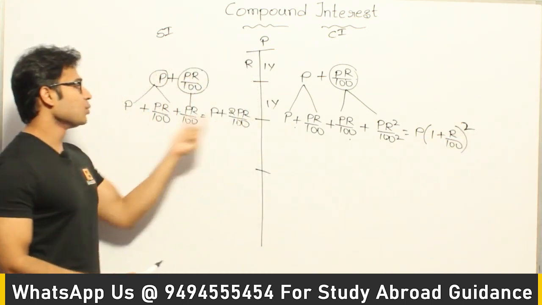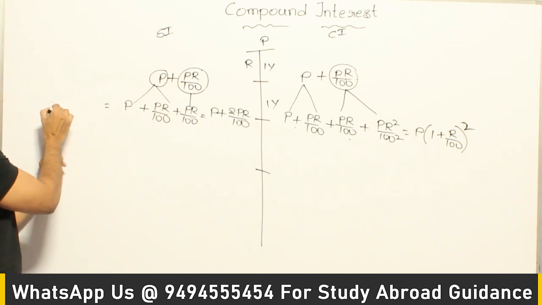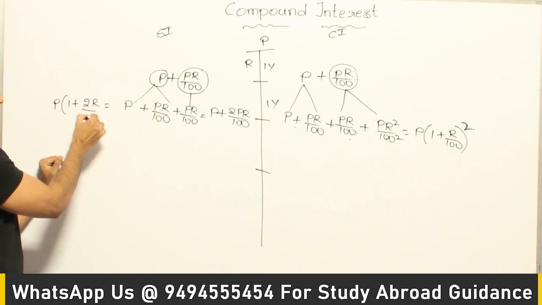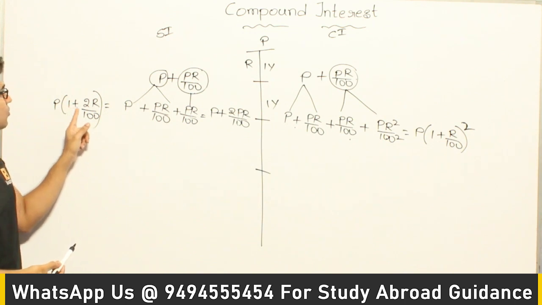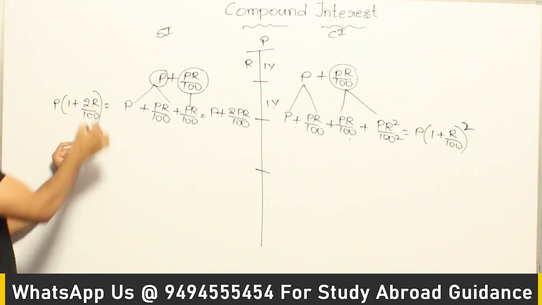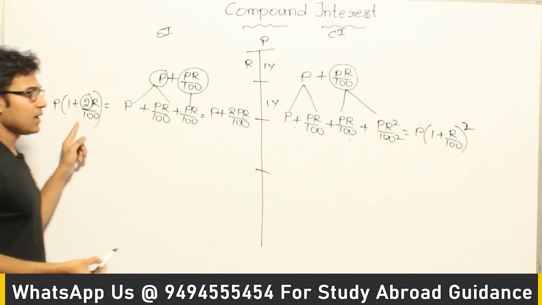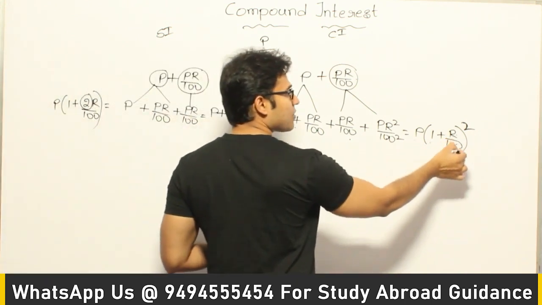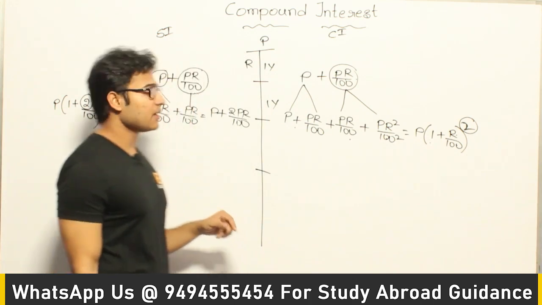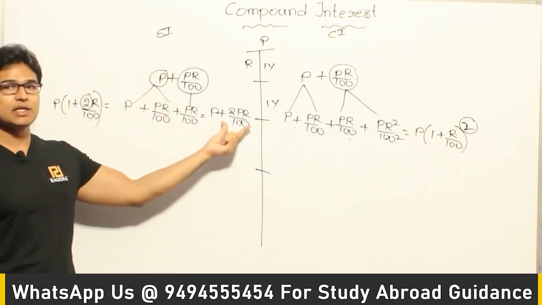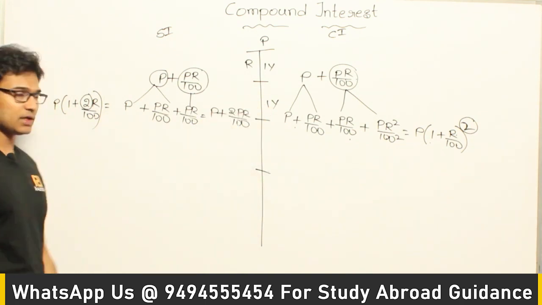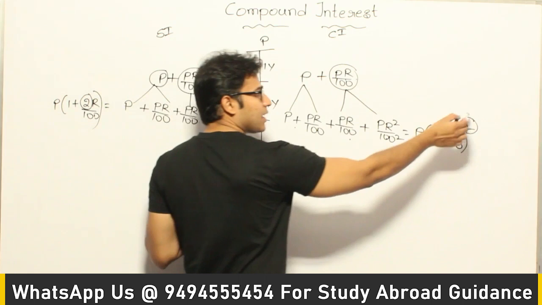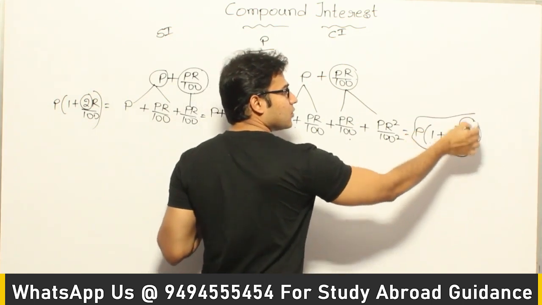Now what is here? If you pull out P as common, you will get P into 1 plus 2R by 100, right? Therefore after 2 years, it is going to be P into 1 plus RT by 100, where 2 is nothing but the time. But here it is going to be P into 1 plus R by 100 whole power T. Therefore, this one is growing as if it is in AP, and that one is growing as if it is in GP. Got it? Now, this is the entire amount you have invested.